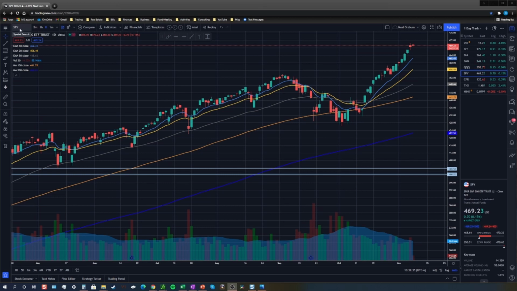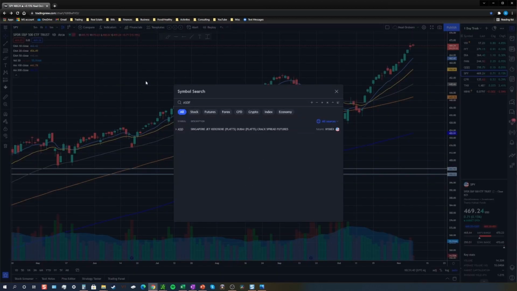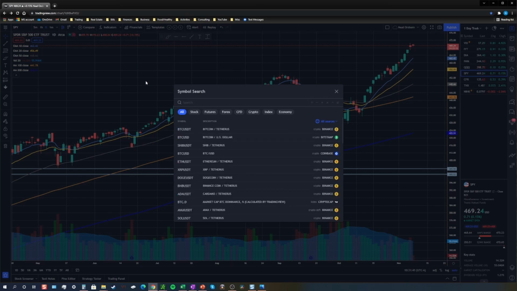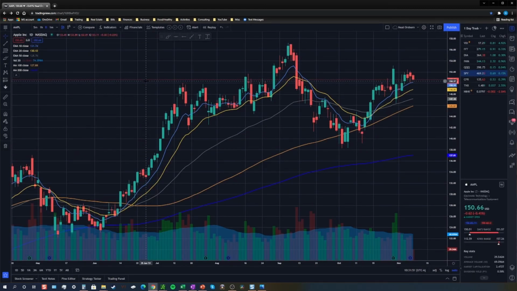This is symbol search right here. Also, if TradingView is your active screen, you can just type the ticker. As long as you type letters first, you can type in any ticker. So let's say Apple. There you go. There's Apple.